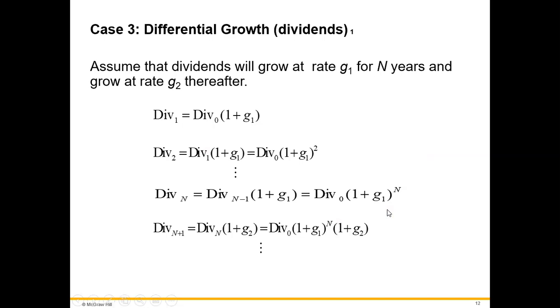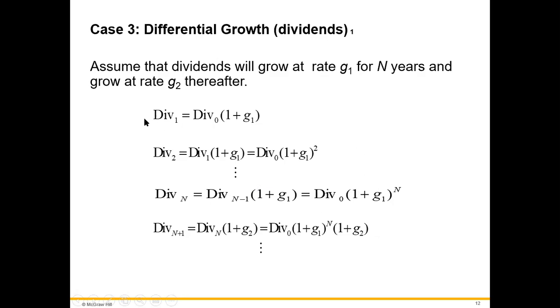Now, assume, first of all, that dividends will grow at rate G1, the first growth rate, for n years. And then grow at rate G2, a different growth rate, in perpetuity. So they're just showing you how they derived the formula. So it's not a huge deal if you don't follow it. Just know the final one.